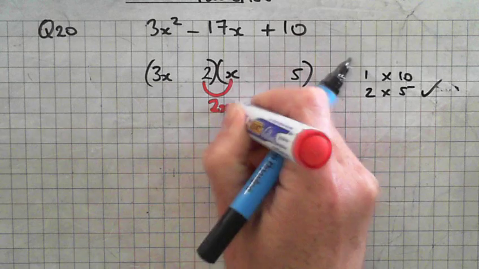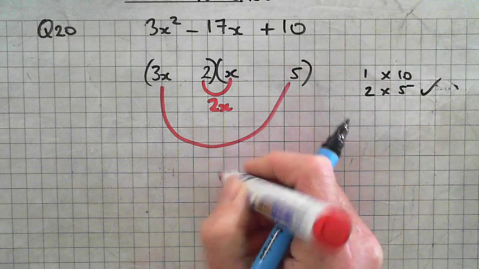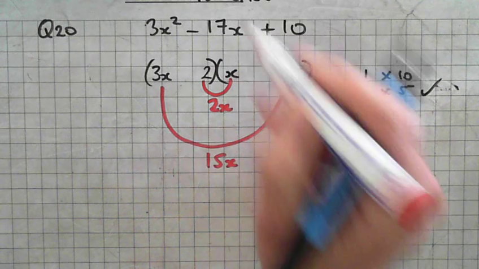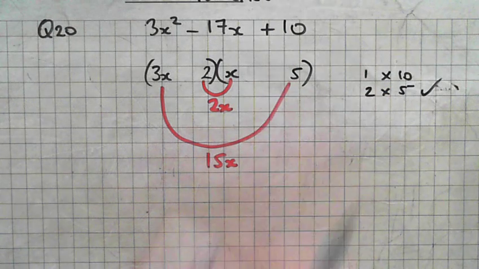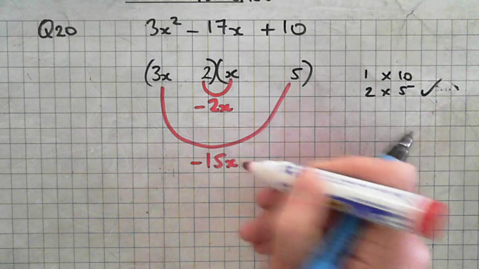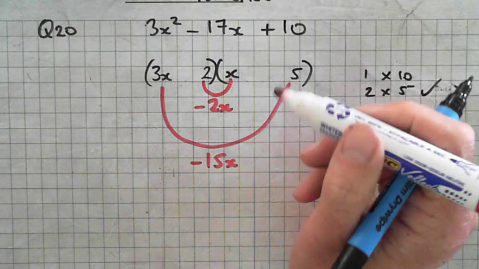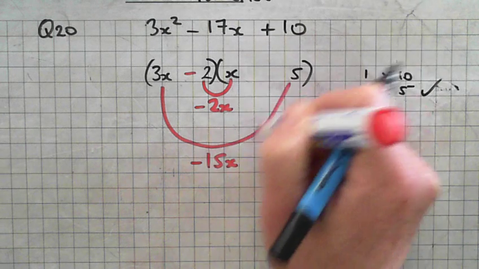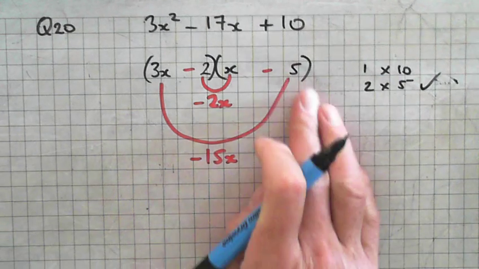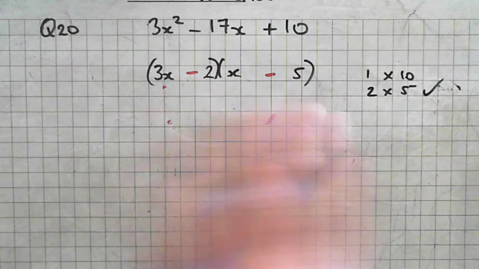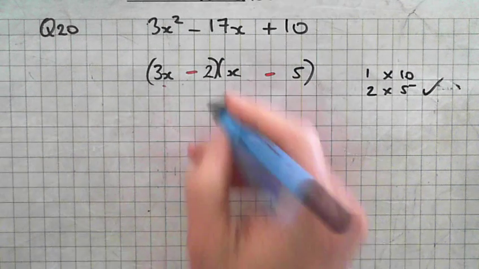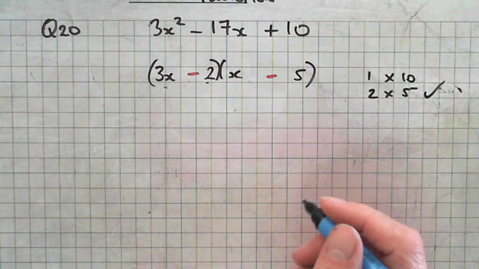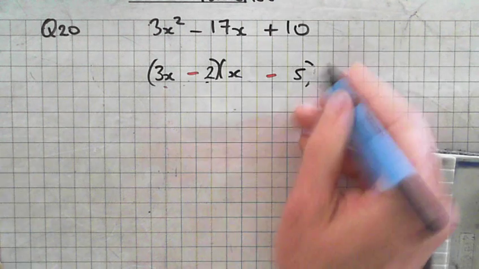2 times x, 2x. 3x times 5, 15x. So 2x and 15x add up to 17x. But I need a minus 2x added to a minus 15x to give me minus 17x. Okay, so the top sign goes left, bottom sign goes right. And the final check: multiply these two, minus 2 times minus 5. Is that plus 10? Yeah, it is. So that's correct. Factorized.